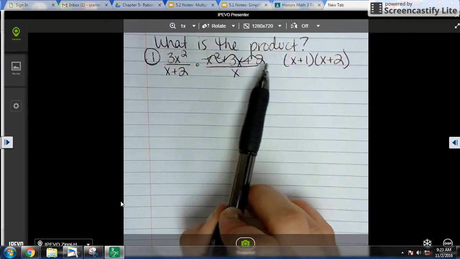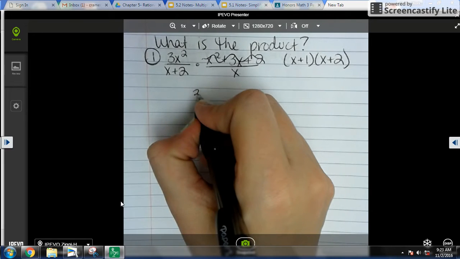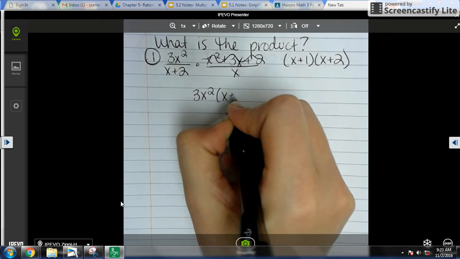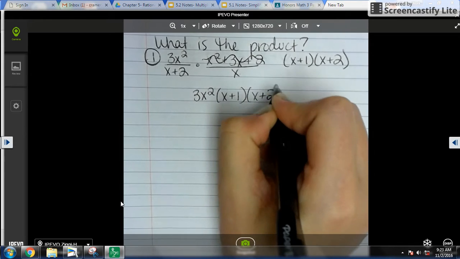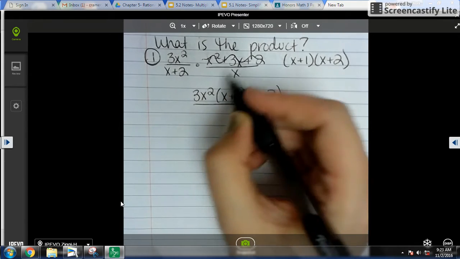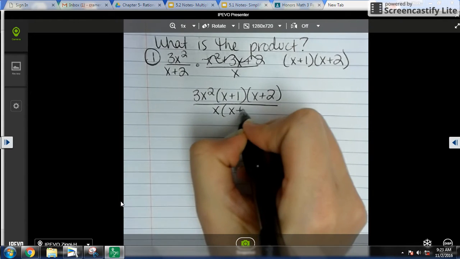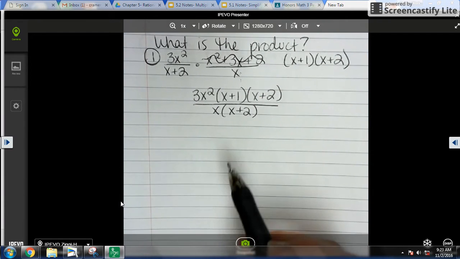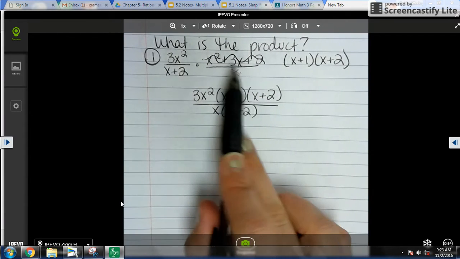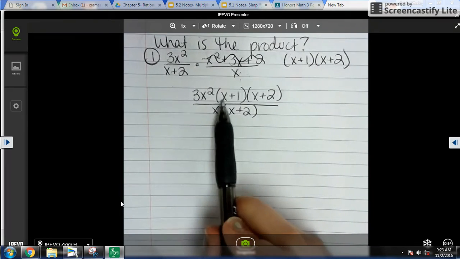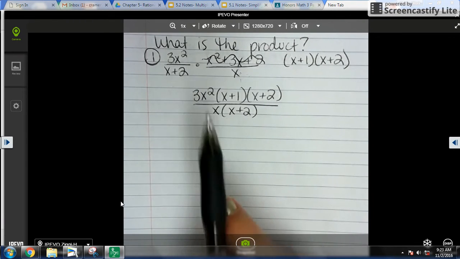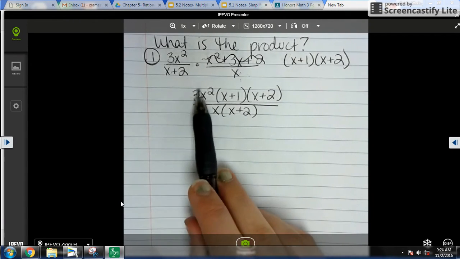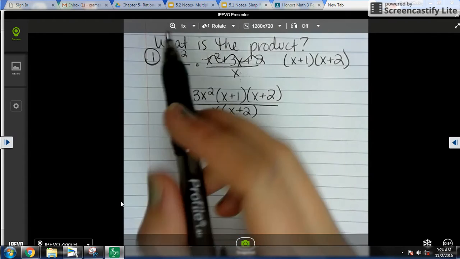So here we have 3x squared times x plus 1 times x plus 2. On the bottom, we have x plus 2 times x. You can write it as x times x plus 2 or x plus 2 times x. 3 times 2 is the same as 2 times 3. It's commutative. I usually just put my monomials out front because we can see if those cancel. So over here they do.